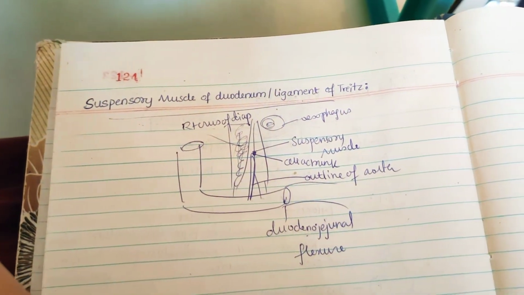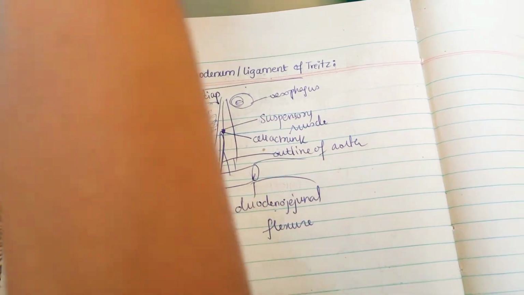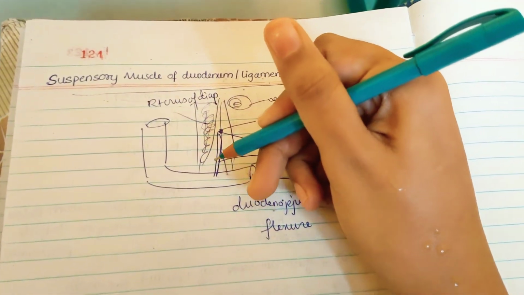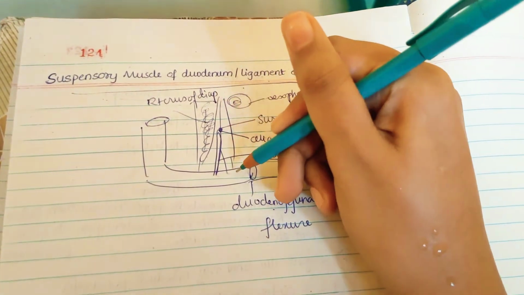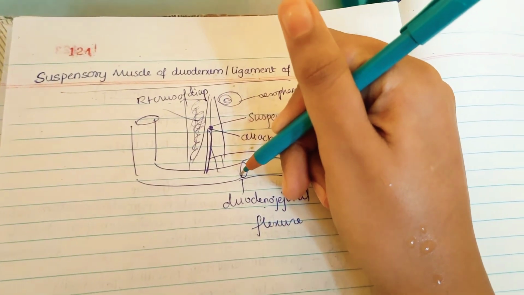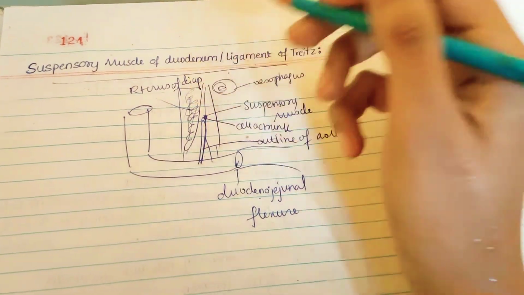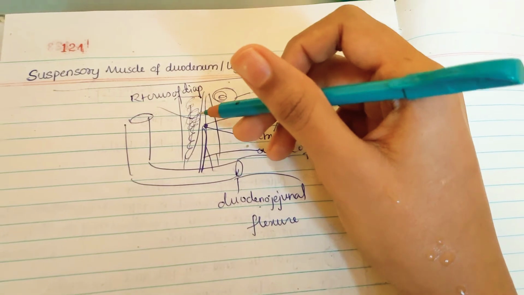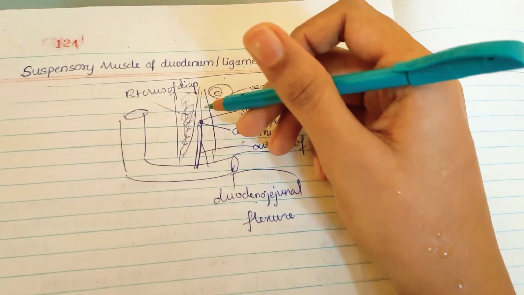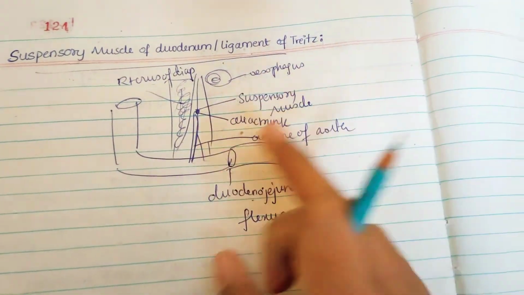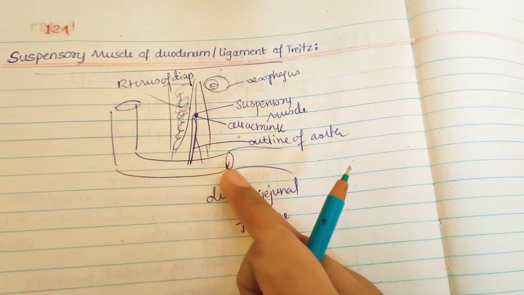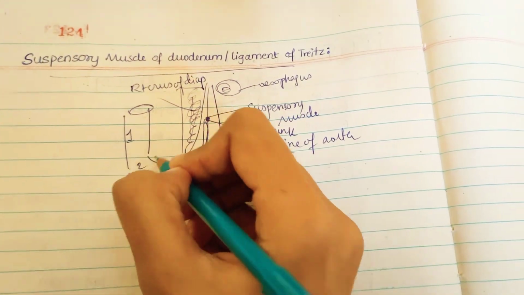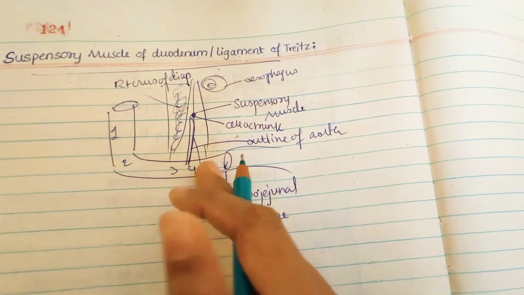So now I think you understood this muscle. Now let us learn about it. Actually, this muscle is a fibromuscular band which suspends the duodenojejunal flexure. It arises from the right crus of diaphragm close to the right side of the esophagus, and it passes downward behind the pancreas, and it is attached to the posterior surface of the duodenojejunal flexure and also to the third and fourth part of the duodenum. This is the first part, second part, third and fourth part of the duodenum.